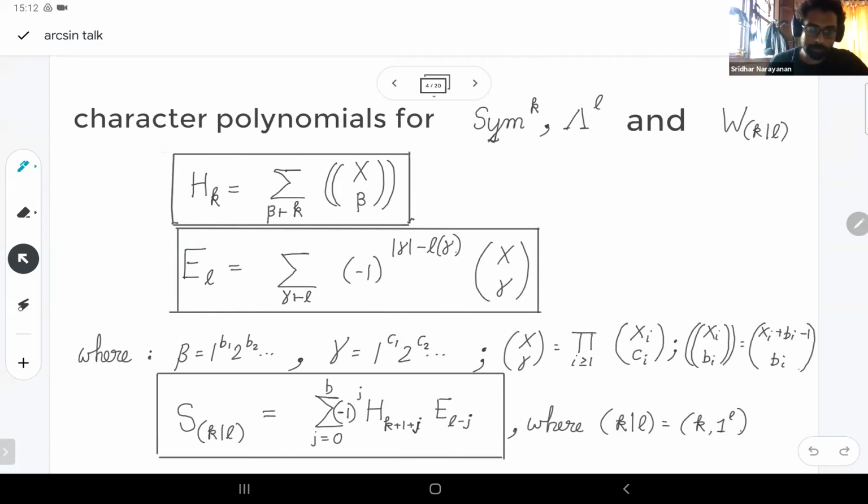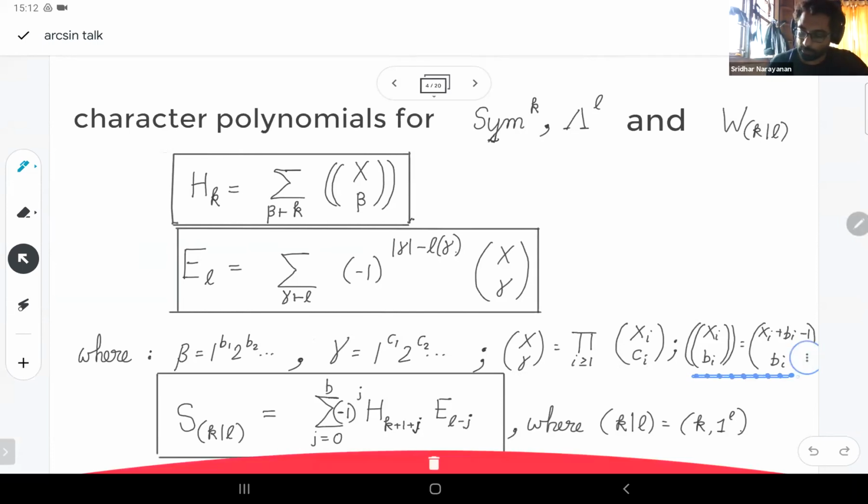That's what we mean by X choose gamma. And we mean a similar thing when we say X multi-choose beta. We mean just this product in each of the coordinates. And what we mean by multi-choose is simply the number of ways of picking a multi-set of some size. So it's this multi-choose coefficient.